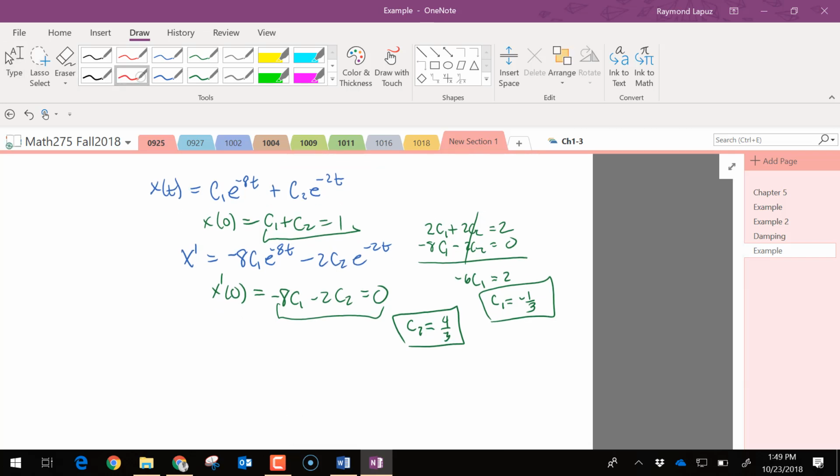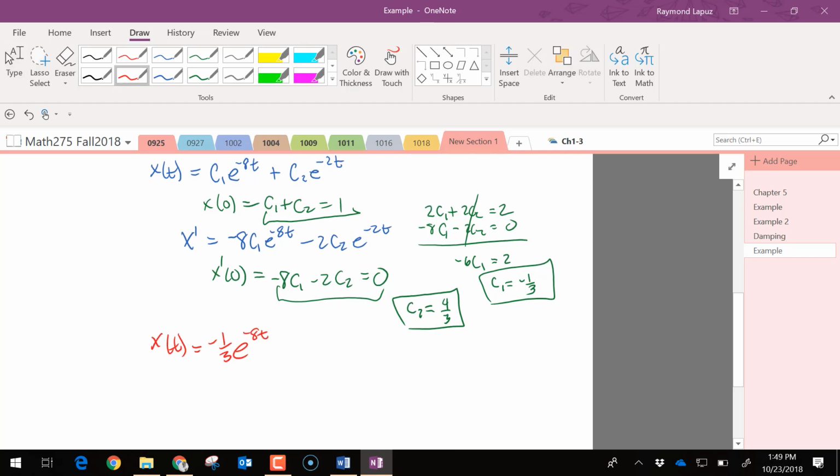x of t is equal to negative 1/3 e to the minus 8t plus 4/3 e to the negative 2t. So imagine this in a big heavy liquid, and then the mass is submerged in the liquid, and you do the initial condition, whatever, and you let it go, and then it just maybe moves up a little bit, and then the liquid kind of just holds it there, and so that's probably what happens, and that's a case where it's overdamped.